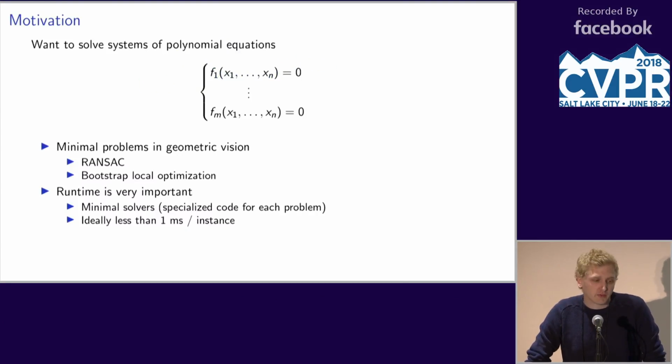So we are interested in solving systems of polynomial equations. These equations typically come from minimal problems in geometric vision, where they're used in the RANSAC framework for robust estimation, or to otherwise bootstrap some local optimization. For these methods to be useful in practice, the runtime is very important. Generic methods for solving polynomial equations are in general too slow. Instead, we use so-called minimal solvers, which is specialized code for solving each problem. And ideally, we want to spend less than 1 millisecond per instance.